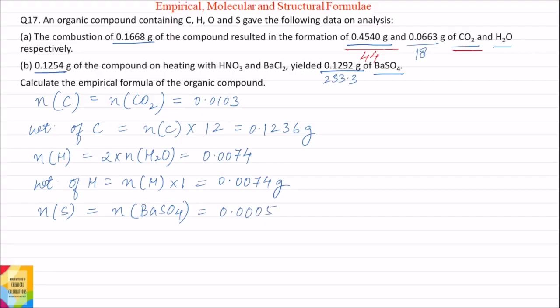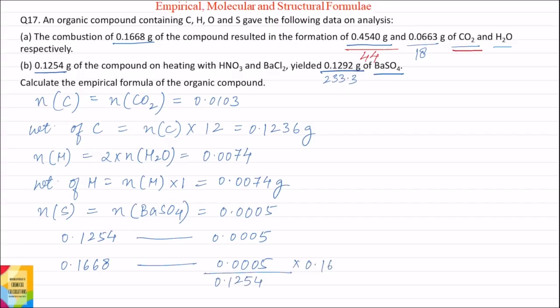0.0005 moles. So in 0.1254 gram of the compound, moles of sulfur is 0.0005 moles. Therefore, in 0.1668 gram of the compound, the moles of sulfur will be equal to 0.0005 divided by 0.1254 into 0.1668, and this is equal to 0.0007 moles.